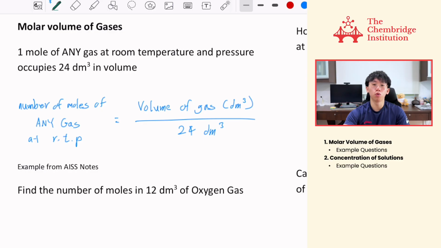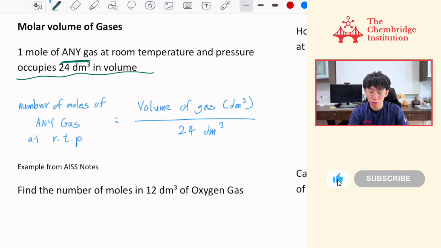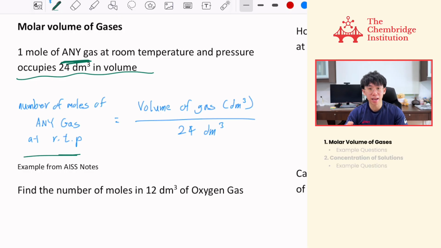Okay, so let's move on to molar volume of gases. One mole of any gas at room temperature and pressure, you must know that this occupies 24 dm³ in volume. Okay, no gas is an exception to this rule. So the formula is just that the number of moles of any gas at room temperature and pressure, which is RTP, equals the volume of the gas in dm³ divided by 24 dm³.